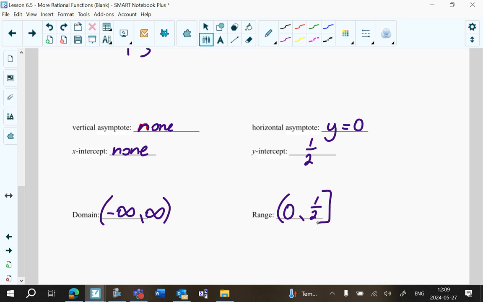The domain is restricted when there is a vertical asymptote. Good question. No, good question. Good. Okay.